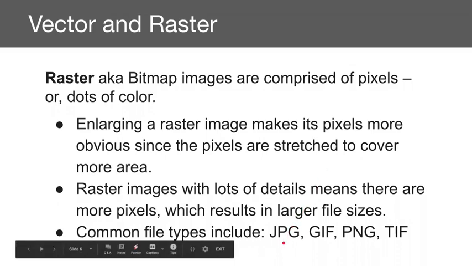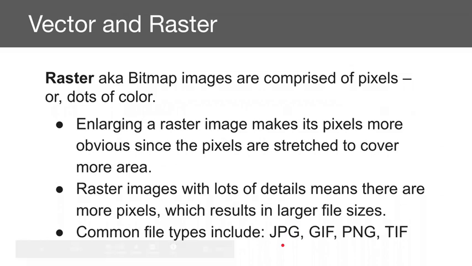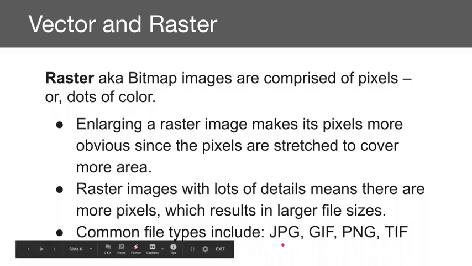Common file types include JPEG. This is why, if you download a JPEG for a project and you use it in your document and you enlarge it, it looks a little fuzzy. It's because it's a raster image. It's not supposed to go bigger than the original file size.